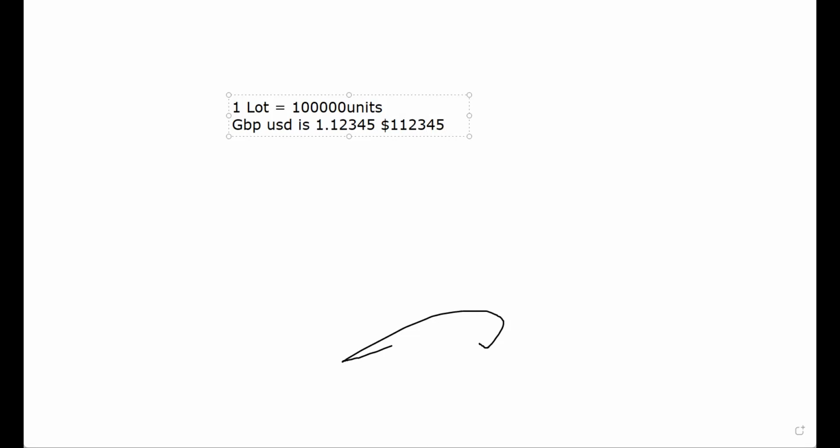So I need 112,345 USD for me to purchase one lot size. So you see how important leverage is. This is how much I needed.